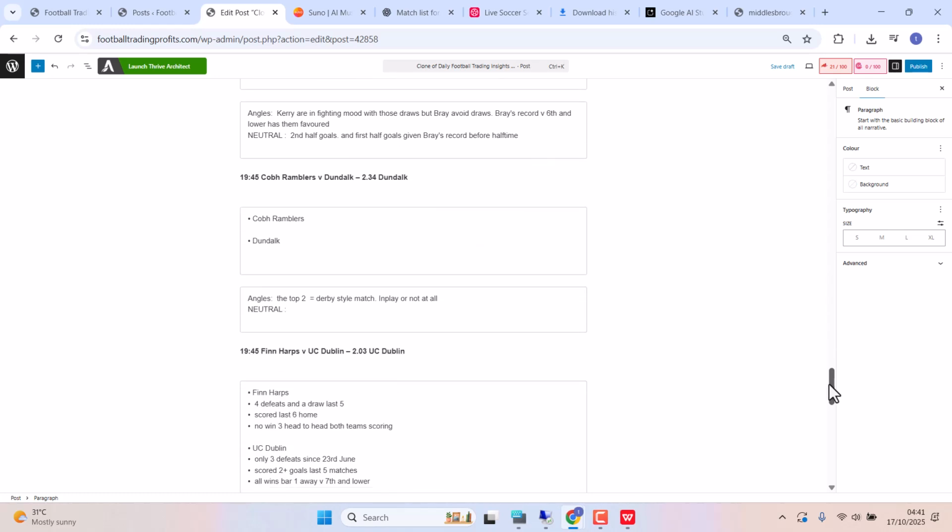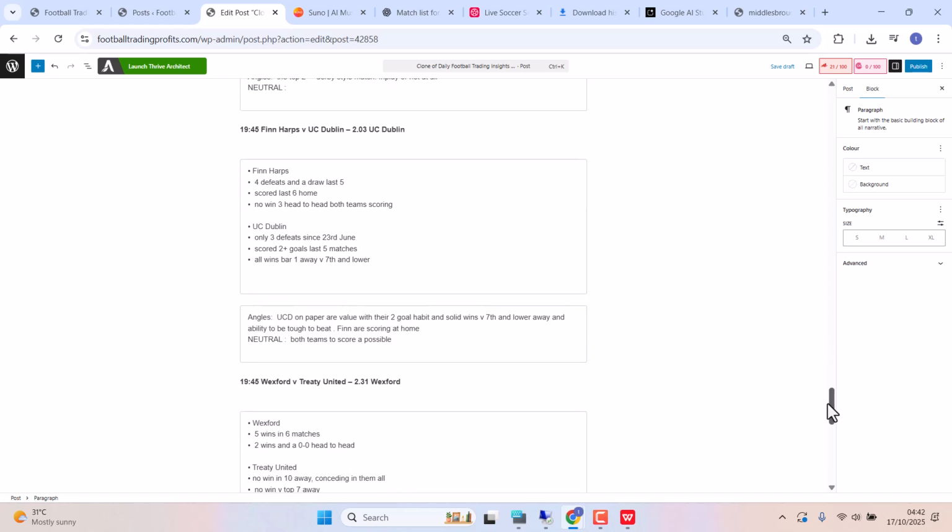Cove Ramblers and Dundalk, as I say, top 2 clash. Research is absolutely pointless because inevitably these matches tend to go to whoever turns up on the day. Form lines are thrown out the window. Finn Harps and UCD. 4 defeats and a draw in the last 5.